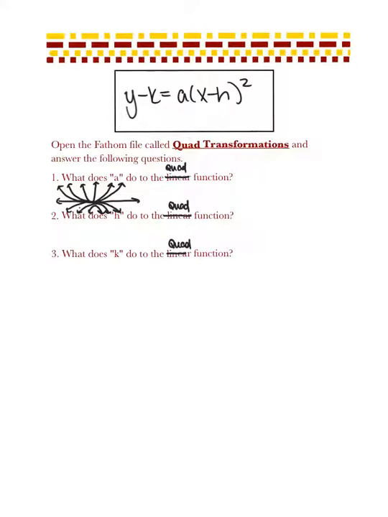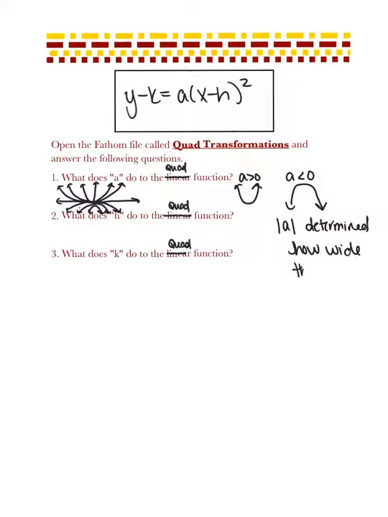And then when A was negative, kind of same thing, but then it's flipping upside down. So you saw when that A value was greater than 0, the parabola is opening up. When A value is less than 0, the parabola is opening down. And then the absolute value of the A, I'd say, determined how wide the parabola is.